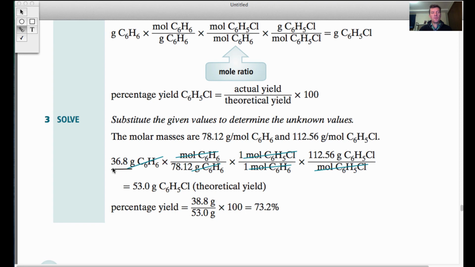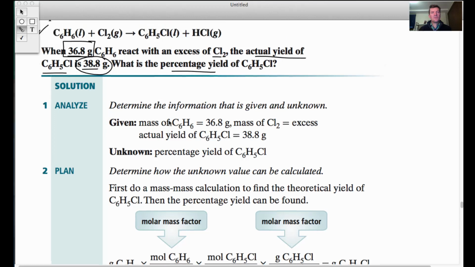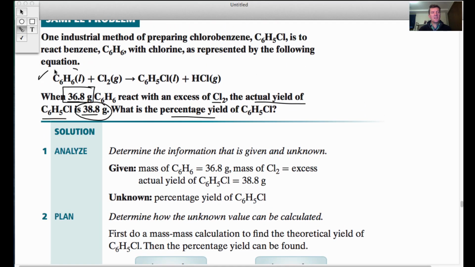We have 36.8 grams, and we have to divide by the molar mass to find out how many moles that is. So 36.8 divided by its molar mass. The molar mass of C6H6 is 78.12. That will give us the moles. Then we use the mole ratio up here in our reaction of this reactant to this product.